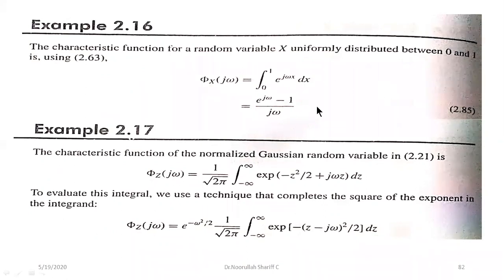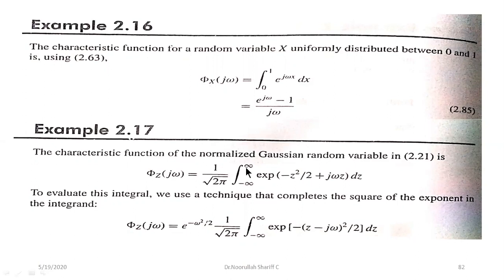So you can solve that and try to write it in terms of what is known as the sinc function. Sinc function is sin x by x. So this can always be written in the form of a sinc function, or even for that matter, a sine function. Sinc function is in sin x by x format, so you can convert this into sin x by x format. The characteristic function of a normalized Gaussian random variable can also be written in the same way.